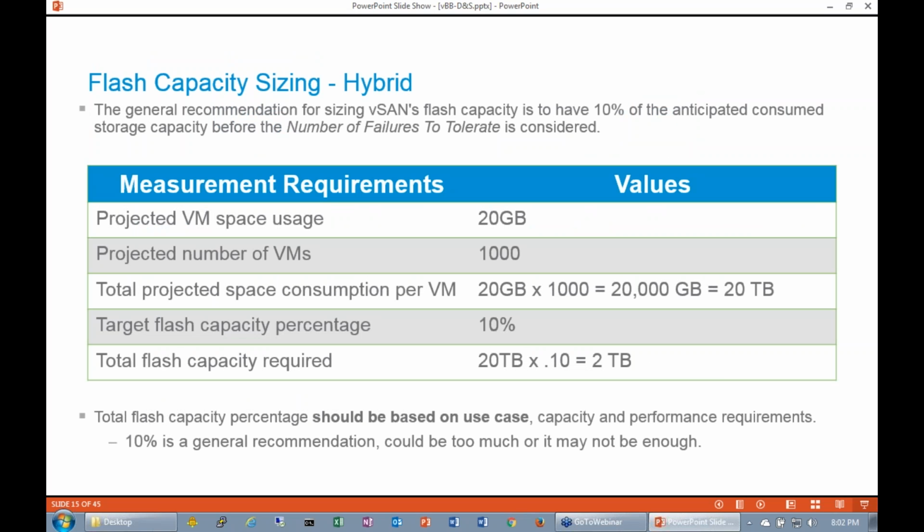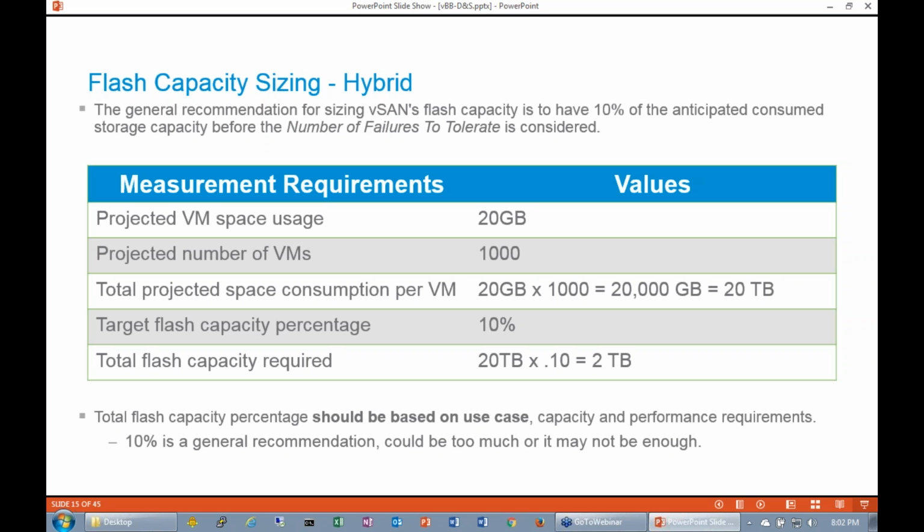Now, hybrid, we haven't really changed our rule of thumb. We typically say that the total amount of cache you need is going to be 10%, right? So if I have 20 gig VMs, and I'm going to have 1,000 of them, I'm going to take up 20 terabytes. I need 2 terabytes of that to be flash, so 10%, right?